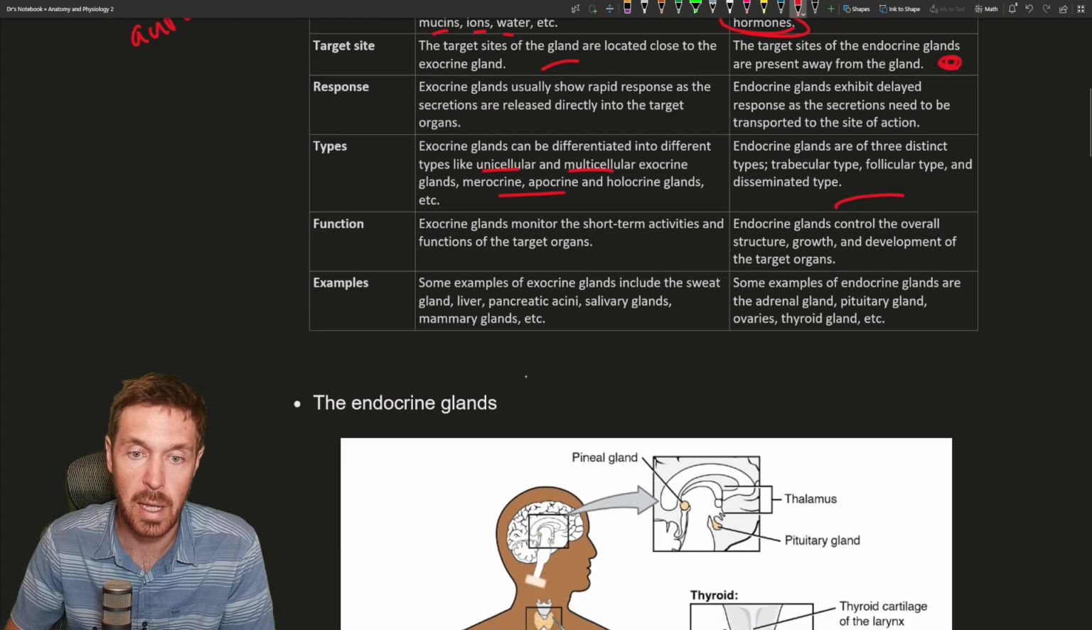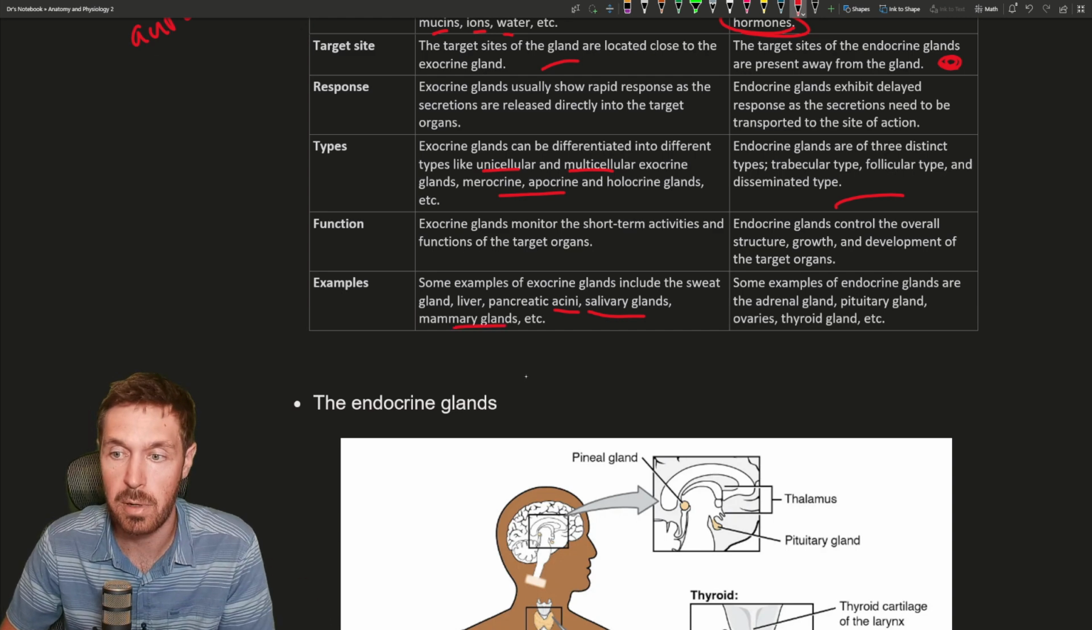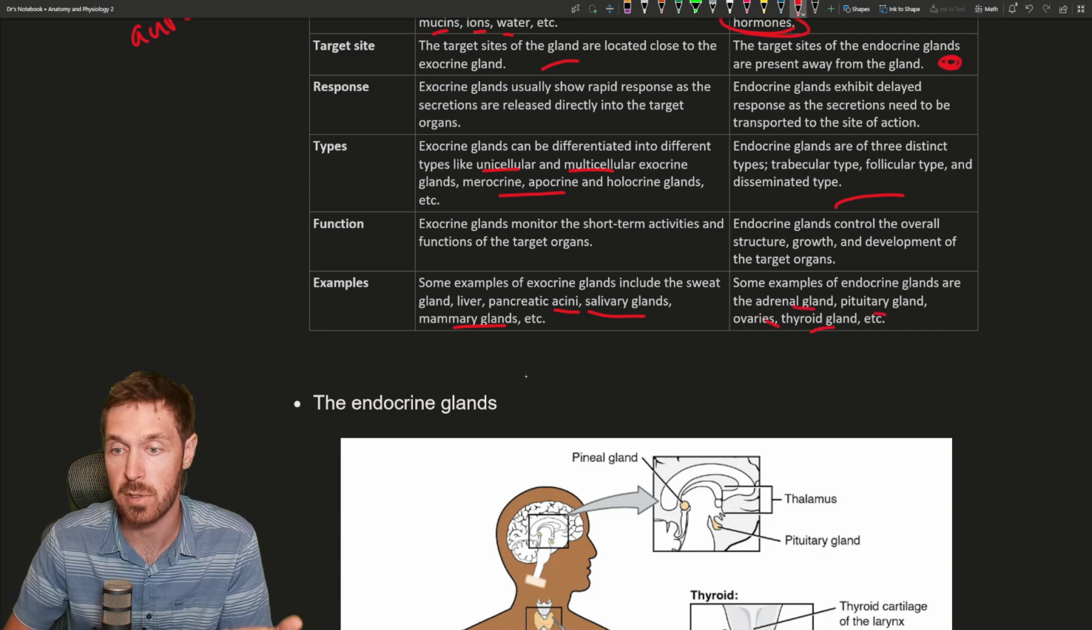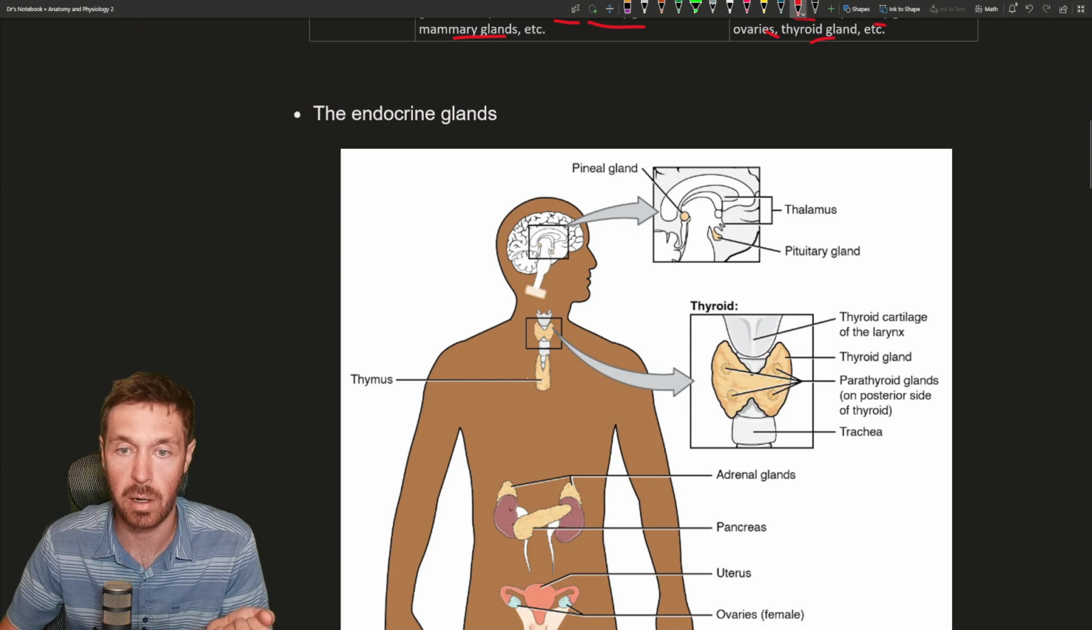So here, like I said, sweat glands, liver, pancreatic, digestive cells, so digestive releasing like proteases and whatnot, salivary glands, mammary glands, and so forth for exocrine. Endocrine glands we'll talk about coming up next, but adrenal gland, pituitary, ovaries, thyroid are all examples of that. So here, what endocrine glands are we going to go over?